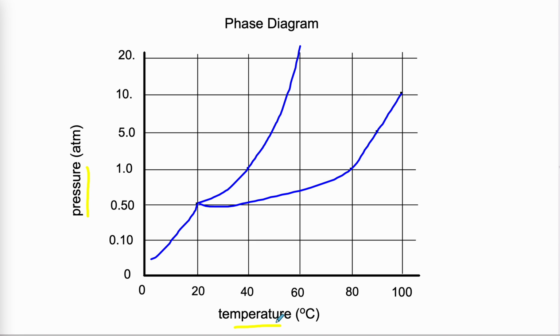Now, one other interesting thing that you'll see if you look at the pressure axis, you'll see that although the pressure is labeled in atmospheres, it is by no means linear. It is not a linear scale, and that's okay. Sometimes we can have nonlinear scales because it helps us see things differently.